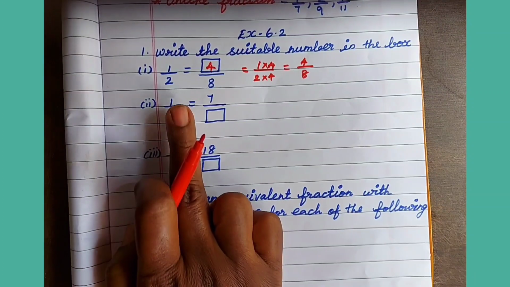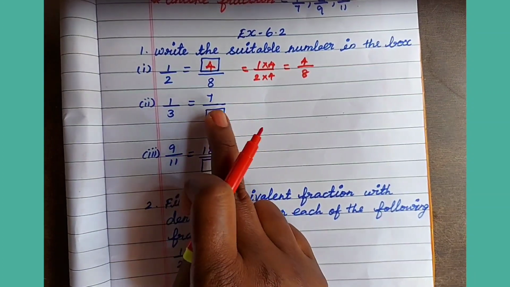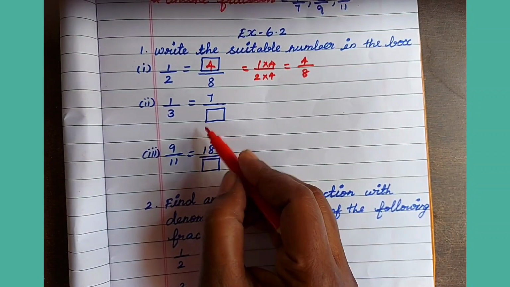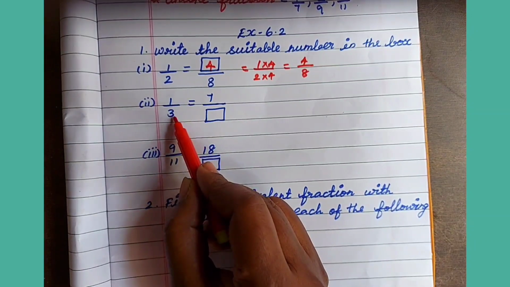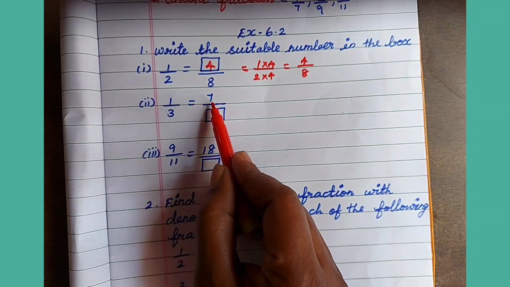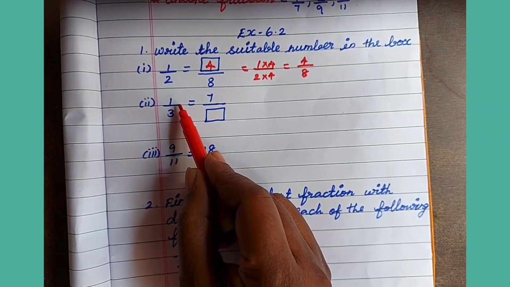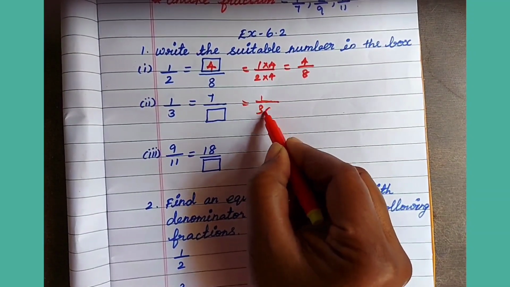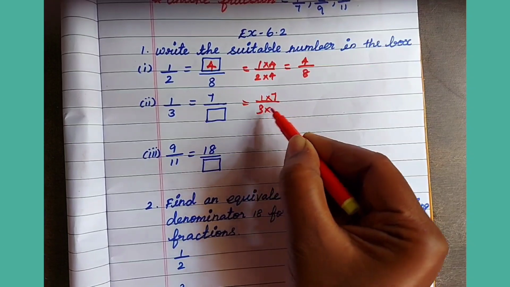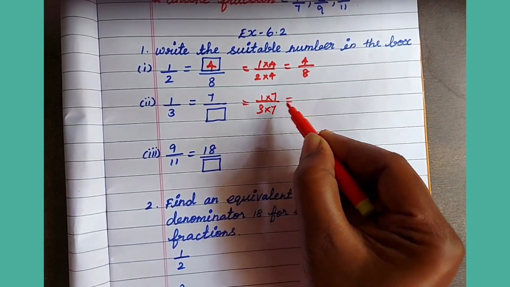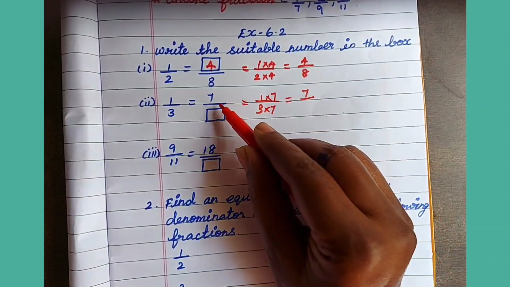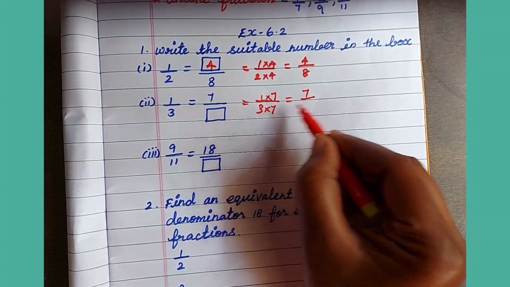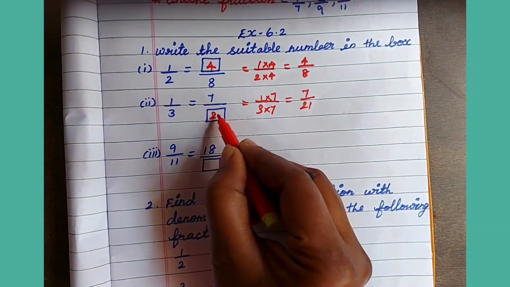Second one, 1 by 3 is equal to 7 divided by box. So the numerator value is given, the denominator value is missing. The numerator is 7, the value is 1 by 3. Which number do we multiply to get 7? 1 into 7 we get 7. So we write 1 by 3 into 7, numerator and denominator both multiply: 1 7s are 7, we get the numerator value. Denominator 7 3s are 21, the same number multiplied. So the missing number is 21.